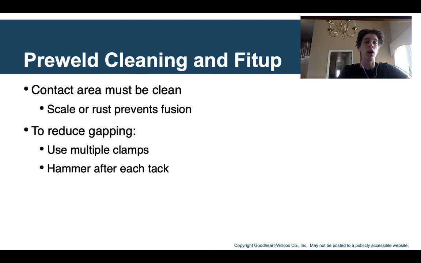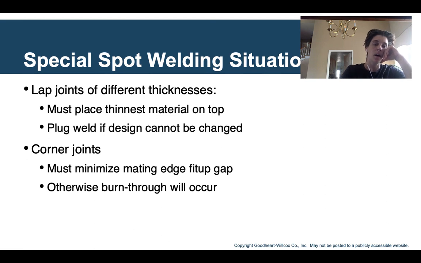If you're going to do it, your contact area has to be clean. Scale or rust will prevent fusion, so be careful of the surfaces being fit up, because if you have something in between, you need to clean that first. A problem could be gapping if it's offset a little bit, or you start adding heat and your metal moves around. Use lots of clamps, and hammer it down after each tack. If you're doing lap joints with different thicknesses, you want the thinnest material on top.